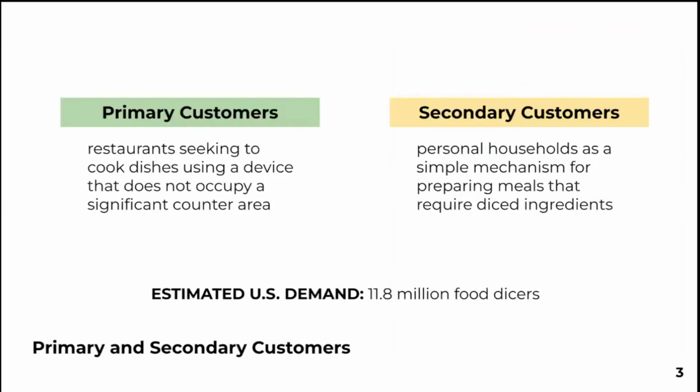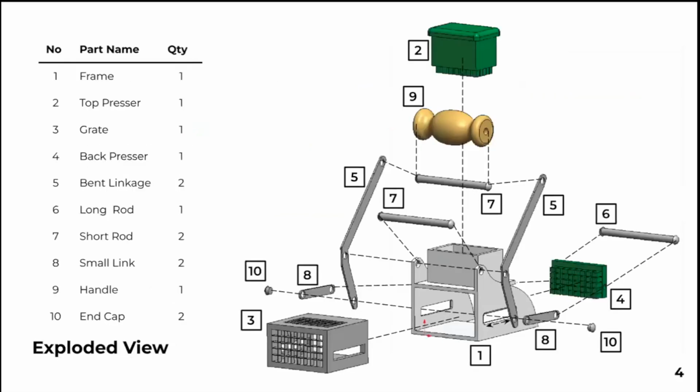We have identified two customer groups that comprise a total estimated U.S. demand of 11.5 million. For this project, we consider a production volume of 50,000 units for the primary customer group of restaurants. The initial product design is comprised of 14 parts of 10 unique geometries.